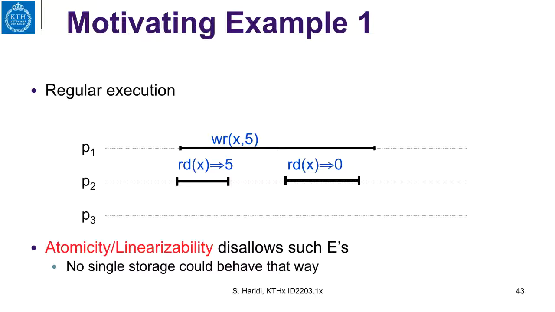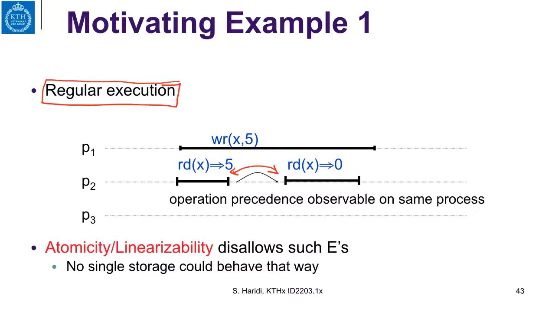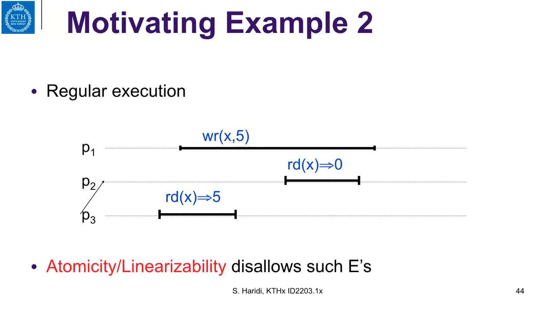So here is again a regular execution that we have seen before, but linearizability disallows these two operations to happen in that order with these results. So here operation precedence in a linearizable execution is observable on the same process. So this execution is regular but not linearizable. So in a sense what we are saying is that there is no single storage that could behave this way.